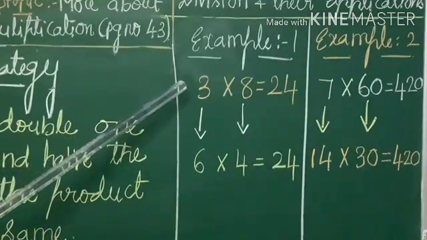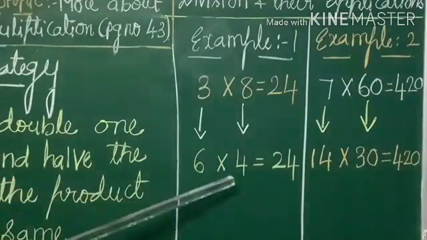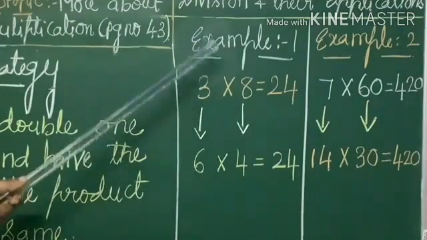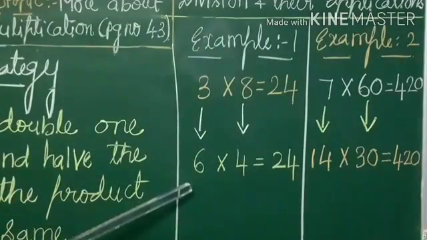Either you can make the smallest number double and the biggest number half, or you can select the even number to make half, and the odd number you can make double.